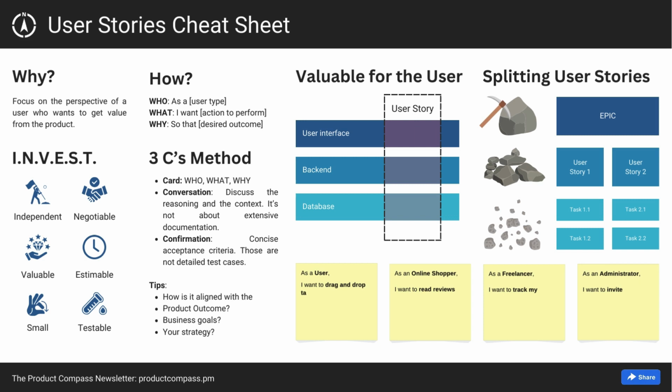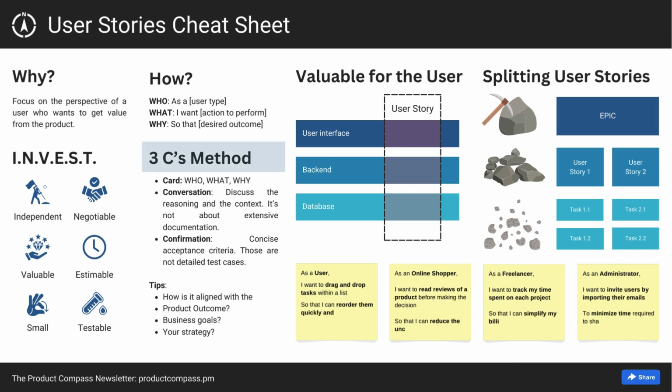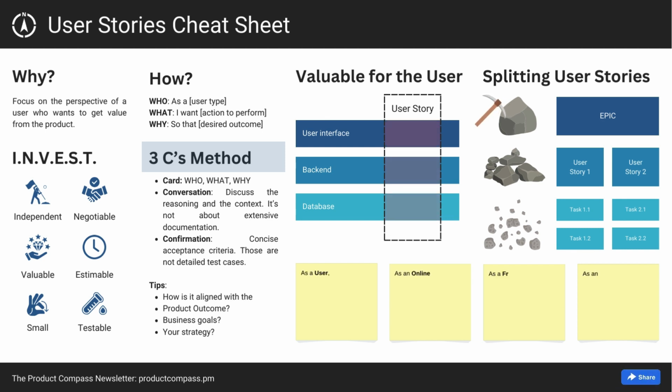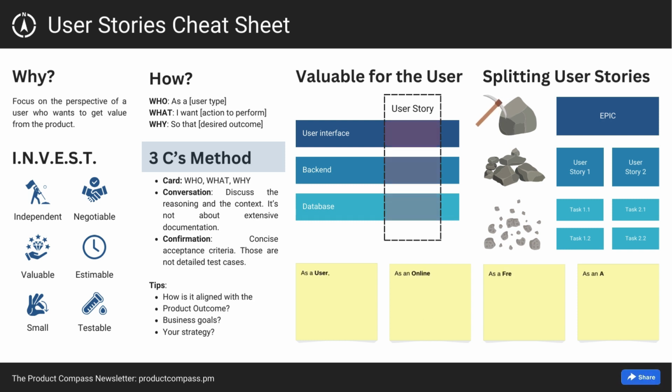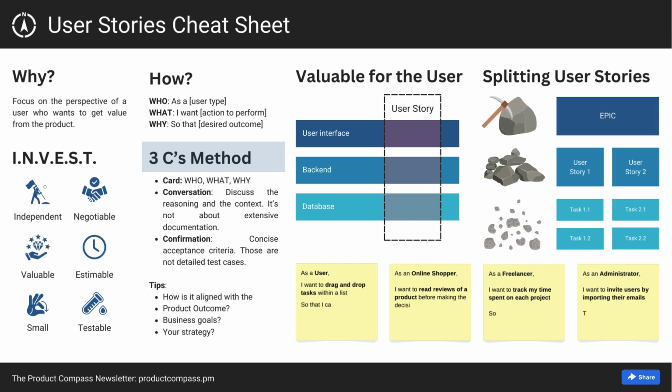The first method to write effective user stories is the 3 C's. The 3 C's of user stories are card, conversation, and confirmation. They are essential for writing a good user story. Card. A card explaining who, what, and why. They once were physical cards, but today we create user stories in tools like Jira.